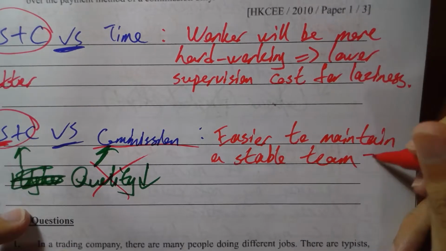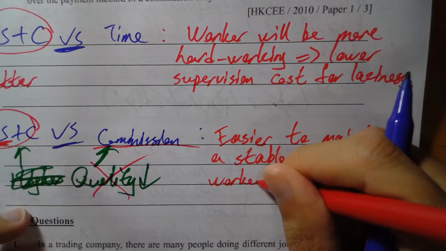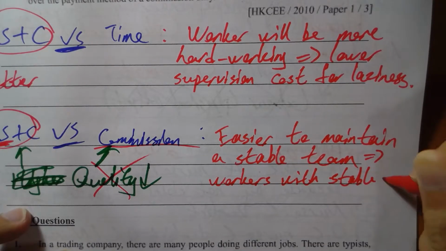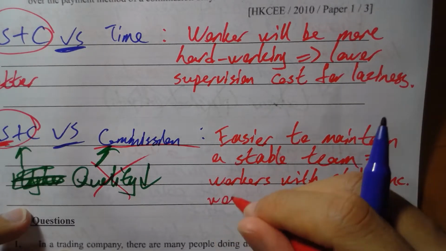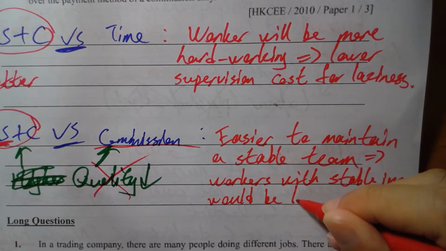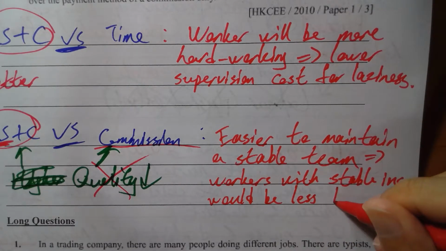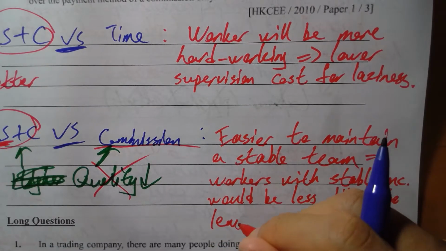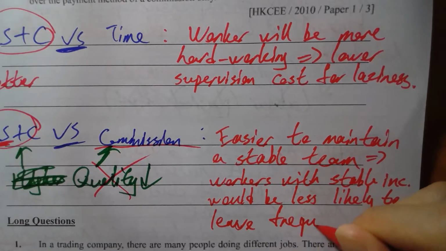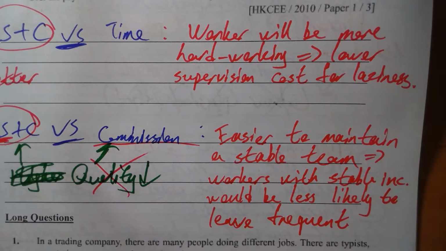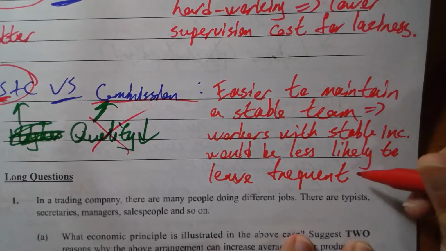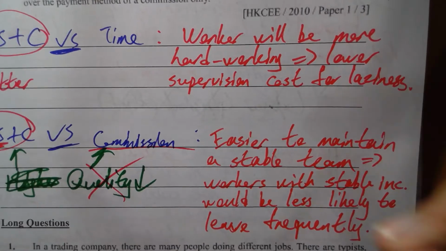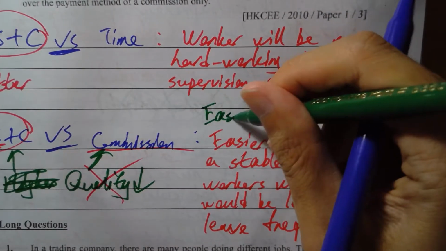Easier to maintain a stable team. Why? Because workers with stable income would be less likely to leave frequently. They will not so easily leave or change jobs all the time, right? So this is the true advantage, or you can also say easier recruitment.